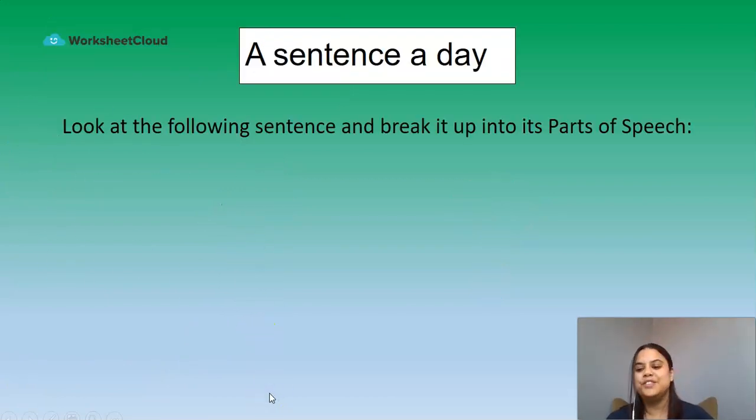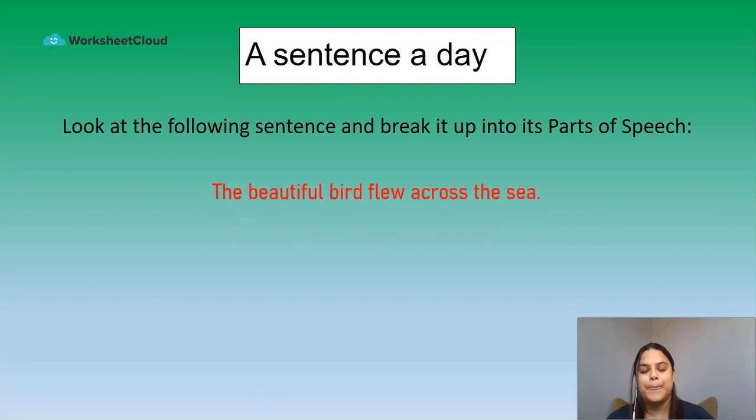Firstly and foremost, we start with our sentence a day. Look at the following sentence and break it up into its parts of speech: The beautiful bird flew across the sea. So, grade 4s, now is your time to shine. Get your page, pencil or pen, write the sentence down and see how many you can get right.